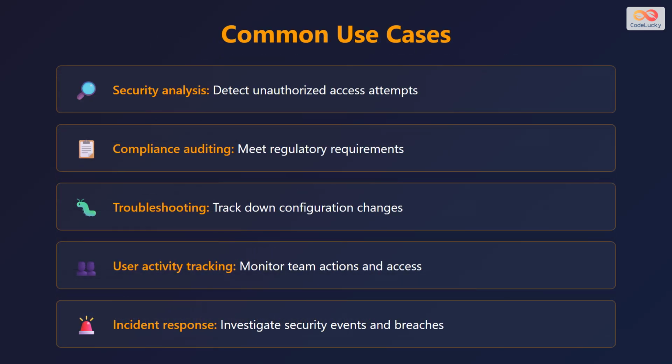CloudTrail serves several important use cases. For security analysis, it helps detect unauthorized access attempts and suspicious activities. For compliance auditing, it provides the audit trails needed to meet regulatory requirements. When troubleshooting, CloudTrail helps you track down configuration changes that may have caused issues. It enables user activity tracking so you can monitor what team members are doing. During incident response, CloudTrail logs are invaluable for investigating security events and breaches.